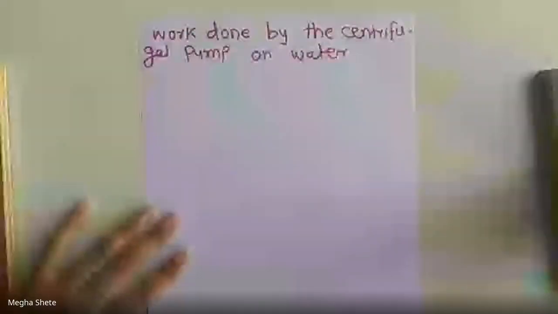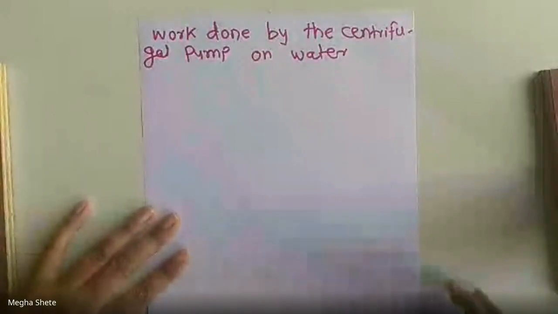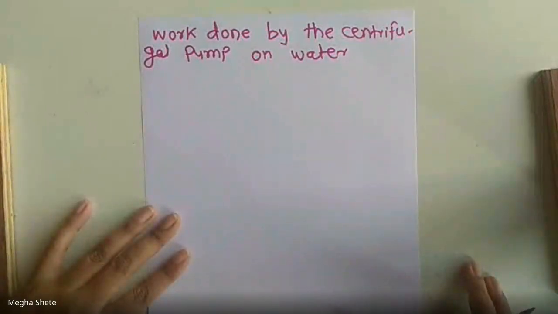In case of centrifugal pump, work is done by the impeller on the water. The water enters the impeller radially at the inlet, which means the absolute velocity of the water at inlet makes an angle of 90 degree with the direction of motion of the impeller at inlet. Hence the angle alpha is equal to 90 degree and whirl velocity at inlet is equal to 0.